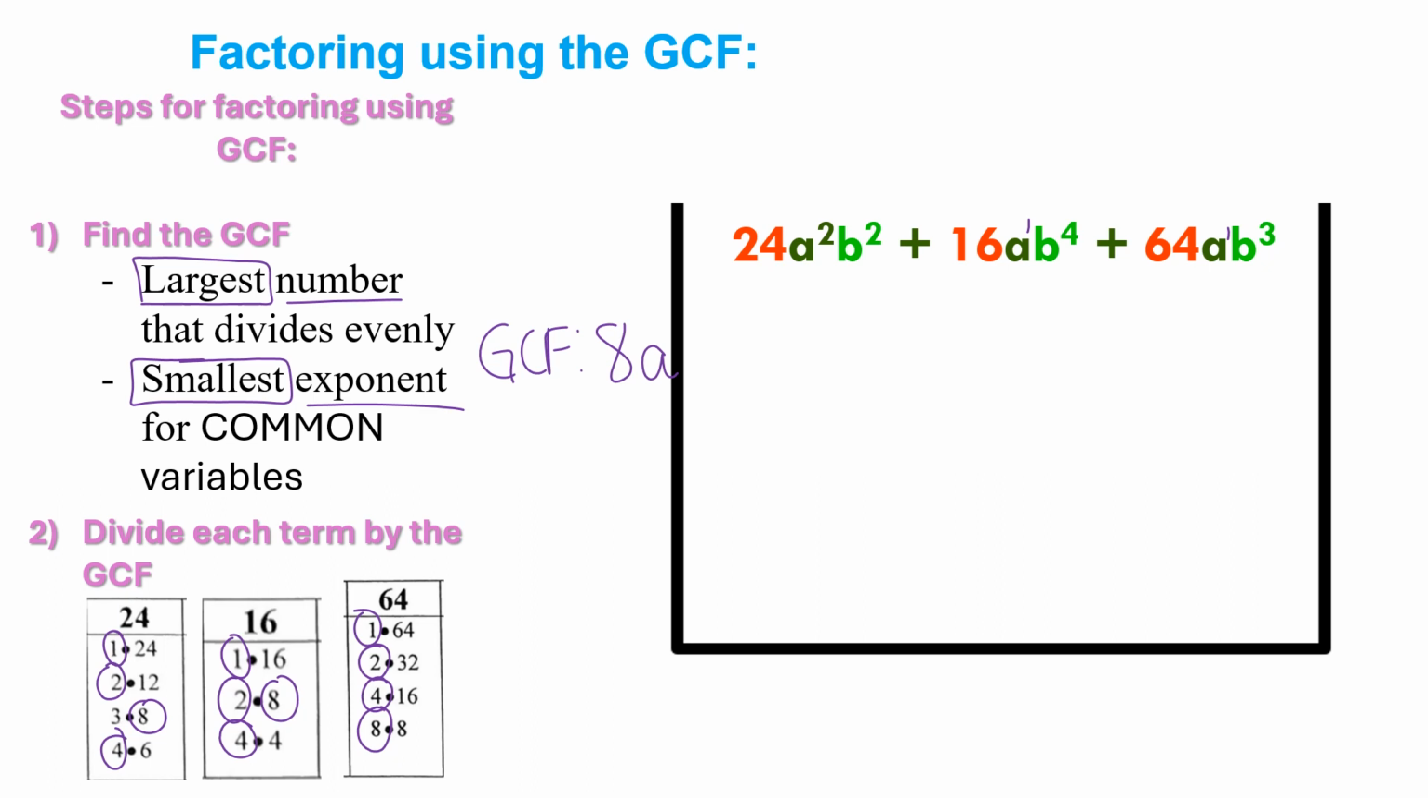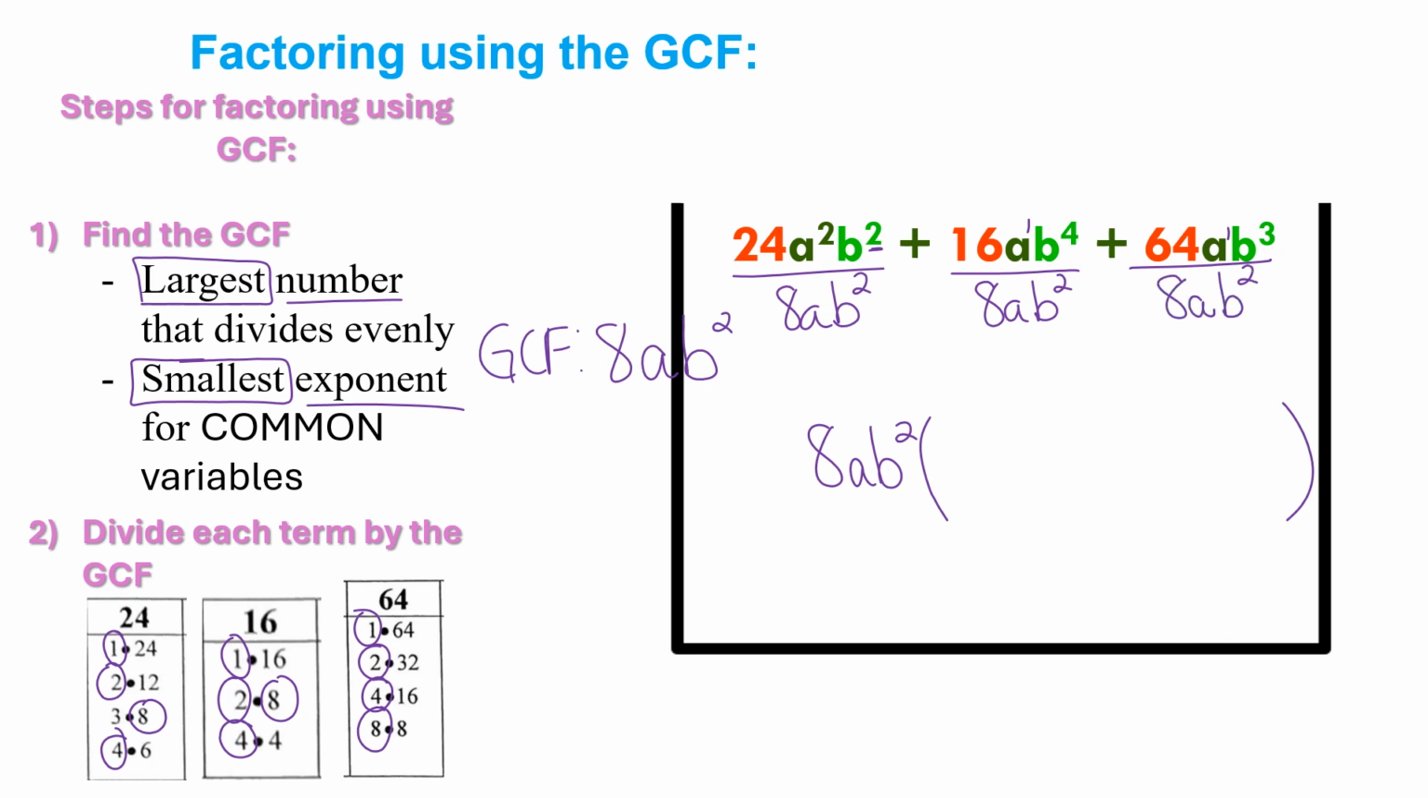Now I want to look at the b's. I have 2, 4, and 3. So the smallest would be that exponent of 2. So I'm going to add b squared to my greatest common factor. Okay, so 8ab squared is my greatest common factor. And now I'm going to divide each term by that greatest common factor to get what is left into my parentheses.